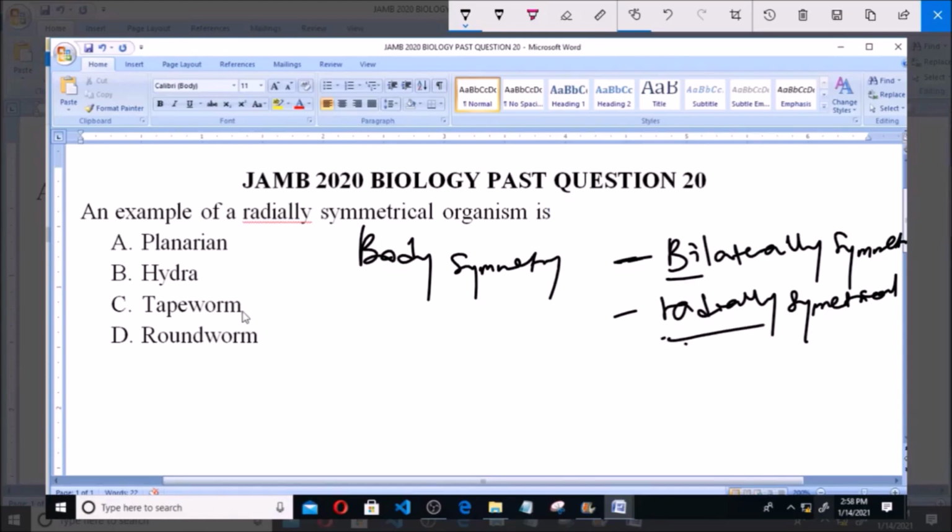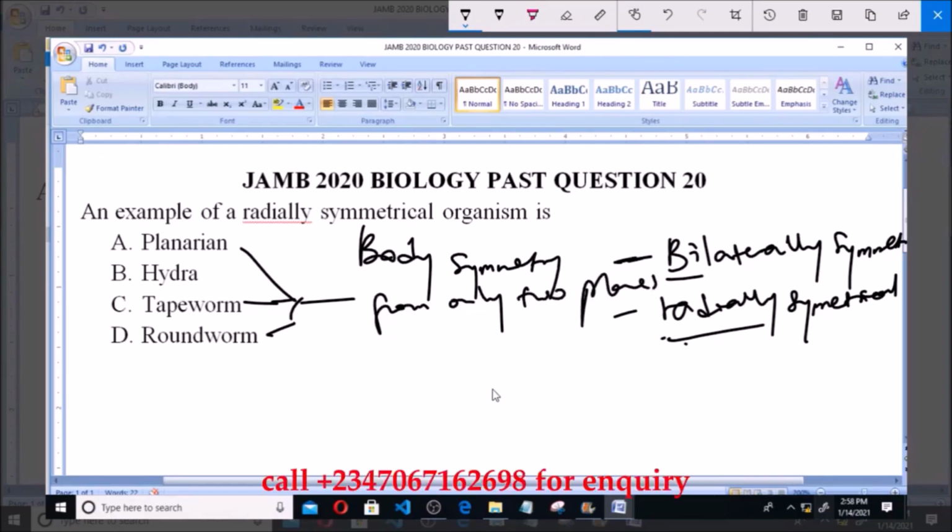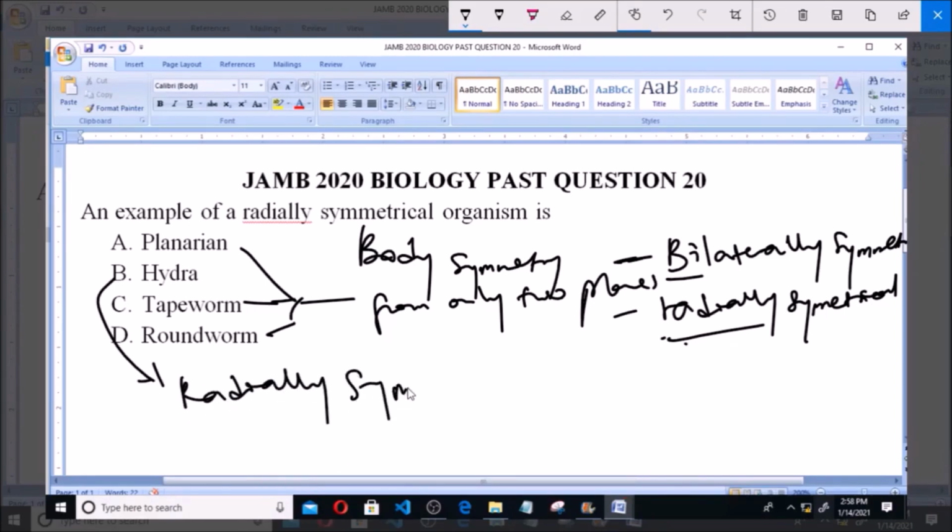Now, tapeworm, roundworm, and planarian are bilaterally symmetrical because they can be divided into two equal halves from only two planes. But Hydra here, which is option B, Hydra is radially symmetrical. This is because according to its body symmetry, it can be divided into two equal halves from any plane. So the answer to this question is option B, Hydra.